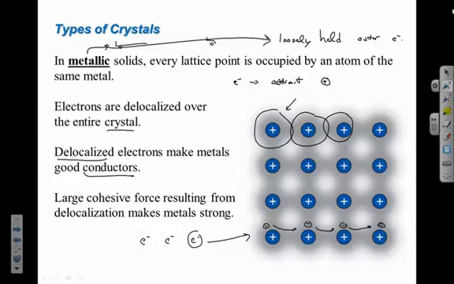When it says... Yeah, that would be if your metal is pure.